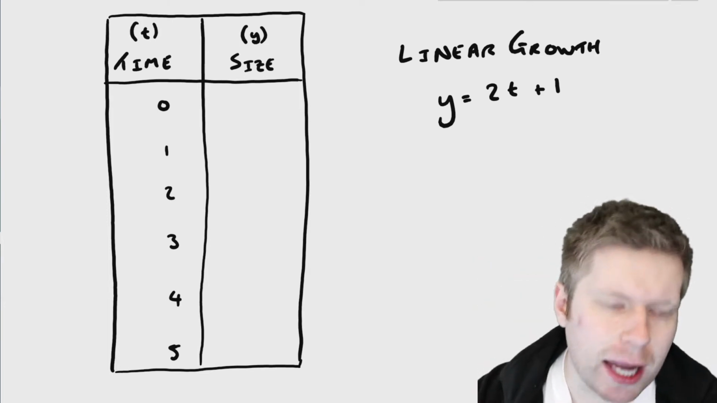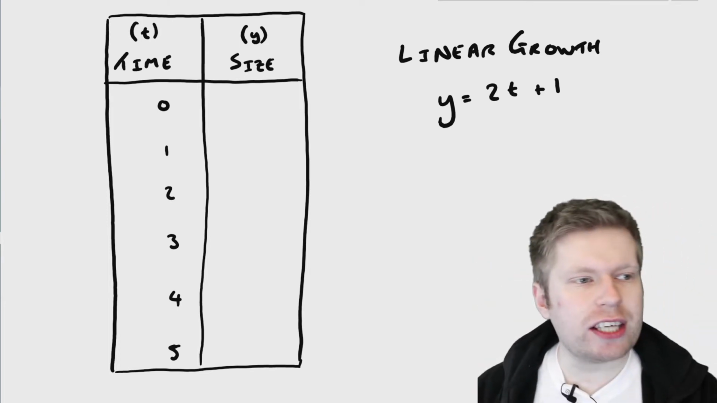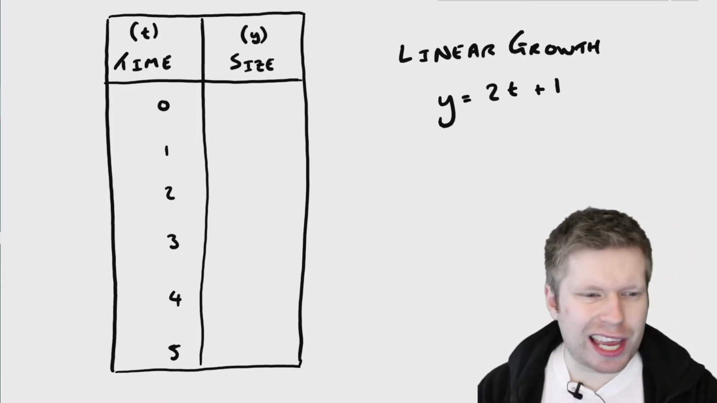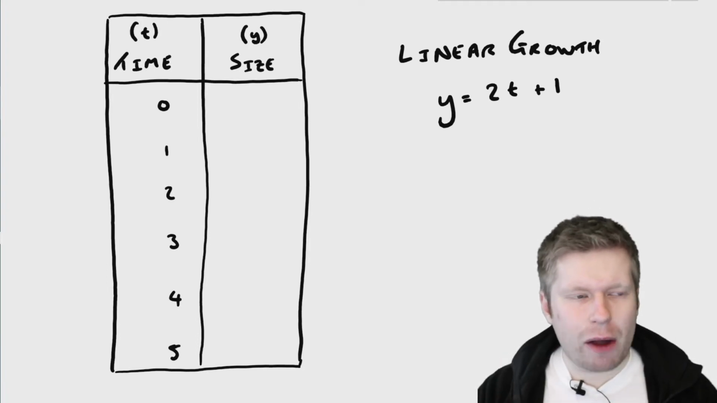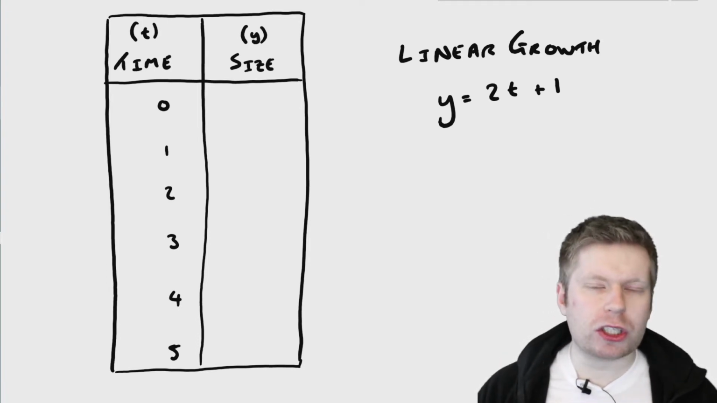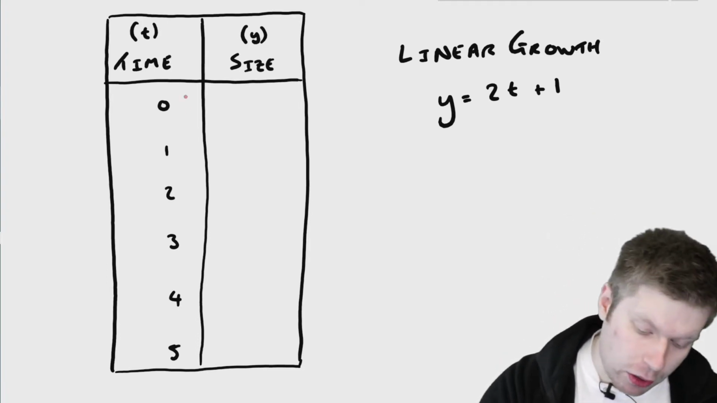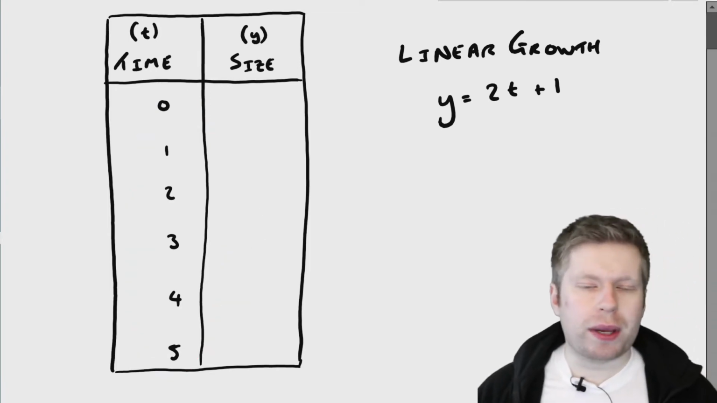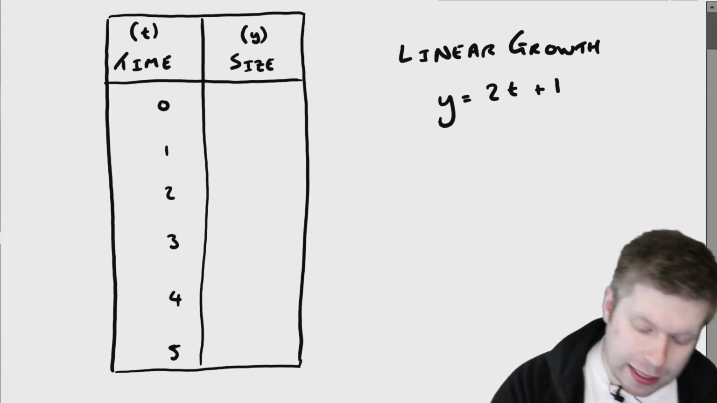Okay, so let's actually play this out. Let's see what the size of my population is at each point in time. Now let's suppose, just for the sake of argument and just for the sake of clarity, that we're working with time in years. So these numbers over here in the left column basically represent the number of years that my population has been growing for. All right, so let's have a look.